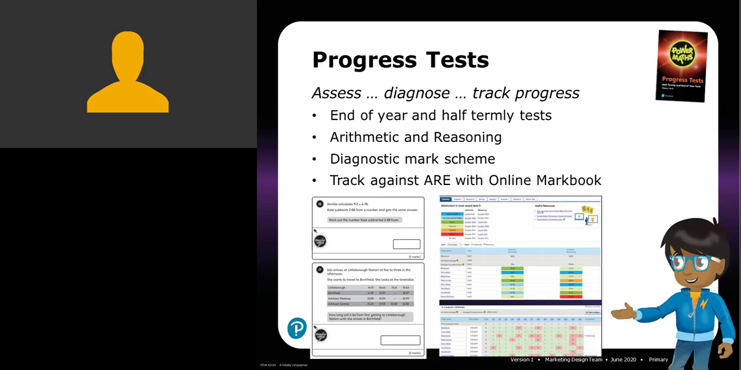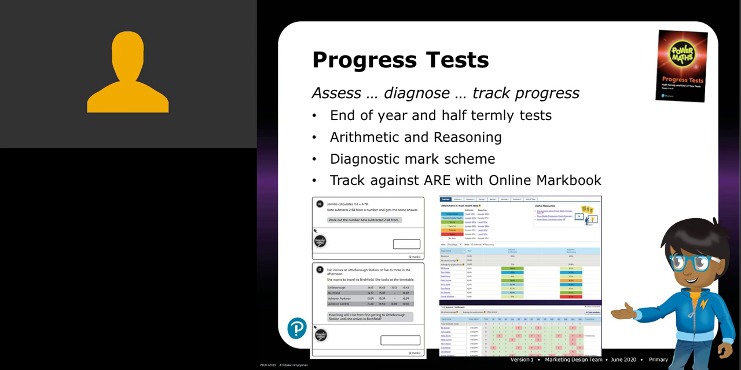Now, I said I would tell you briefly about the progress tests. As I say, these are photocopiable books of tests where you can assess children, diagnose issues, and track their progress. So very briefly, with the progress tests, as I said, there's an end-of-year test and there are half-termly tests going through. So as you work with Power Maths, you can always be assessing children on what they've actually been learning. And there's an arithmetic and a reasoning test each half term, and a diagnostic mark scheme, as I've been saying.